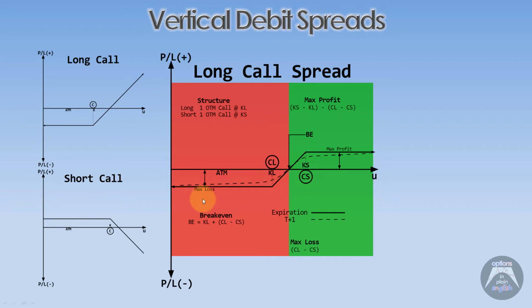So as you can see here, price is here. This is the underlying price at expiration. Once it hits the long call, it starts going higher. And then once it hits the short call, it stops going higher or lower. Now it's going to be constant. So you have a max profit here and a max loss.